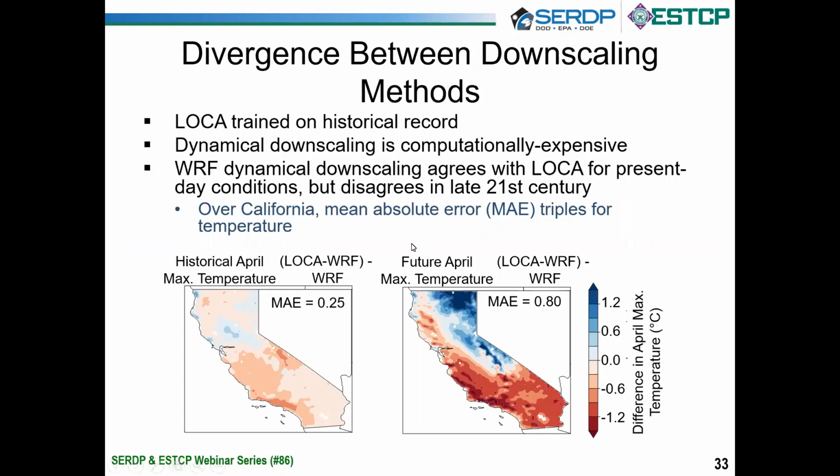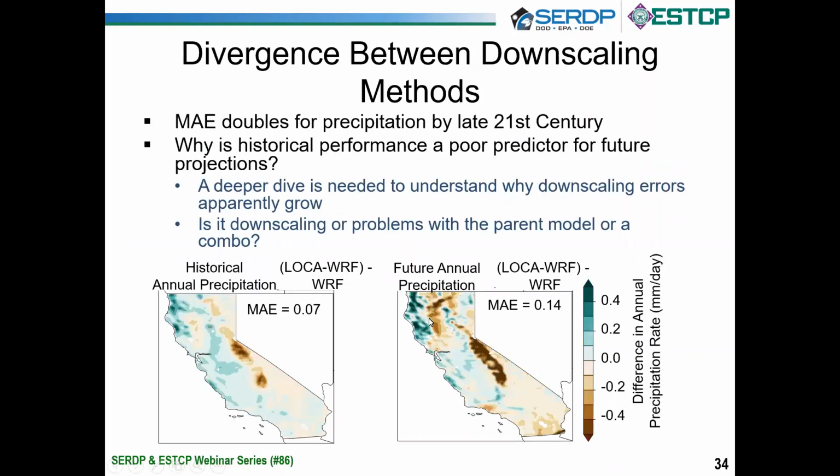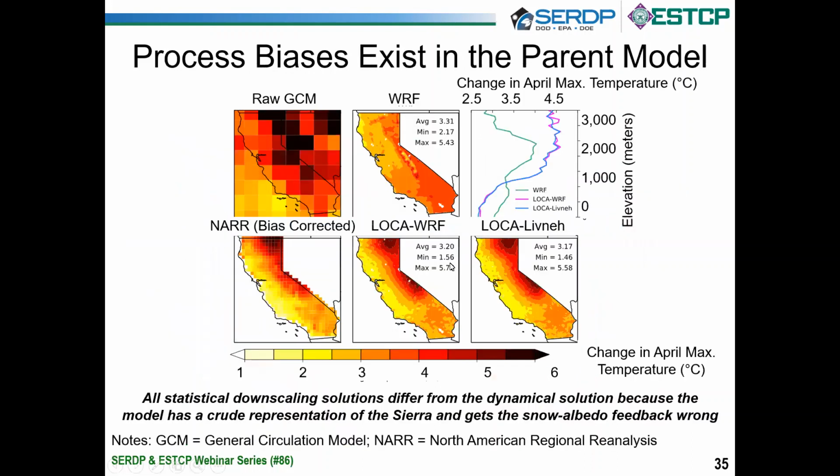Similarly, the precipitation error doubles from the historical to the future scenario. So what is actually going on here? Is this a problem with the parent model, or downscaling, or some combo of the two? So a deeper dive is needed.